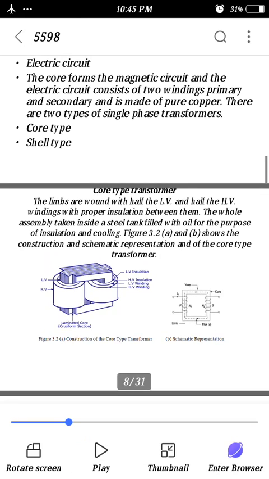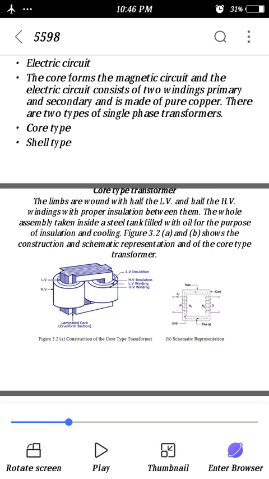So this is the diagram for core type transformer. See, the limbs are wound with half the low voltage and half the high voltage windings with proper insulation between them. So looking at this diagram, you can understand the thing. That is the limbs. See here LV and HV, low voltage and high voltage, right?